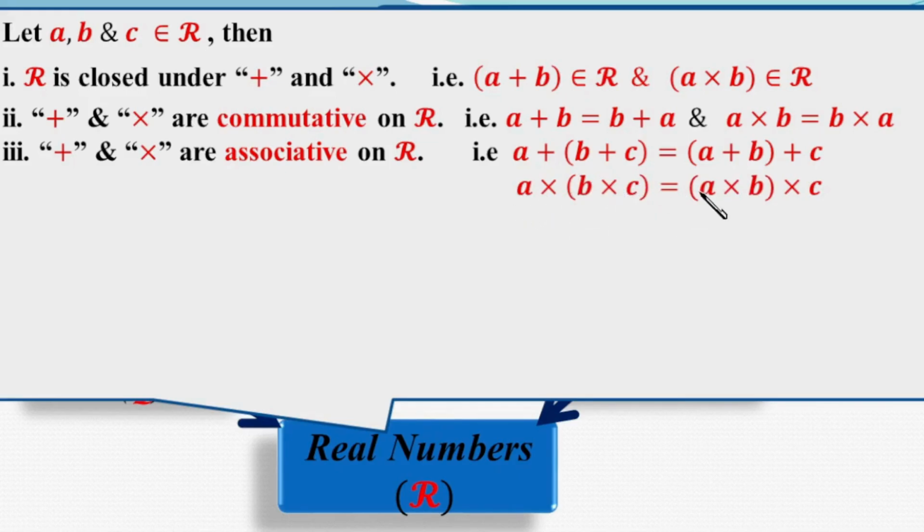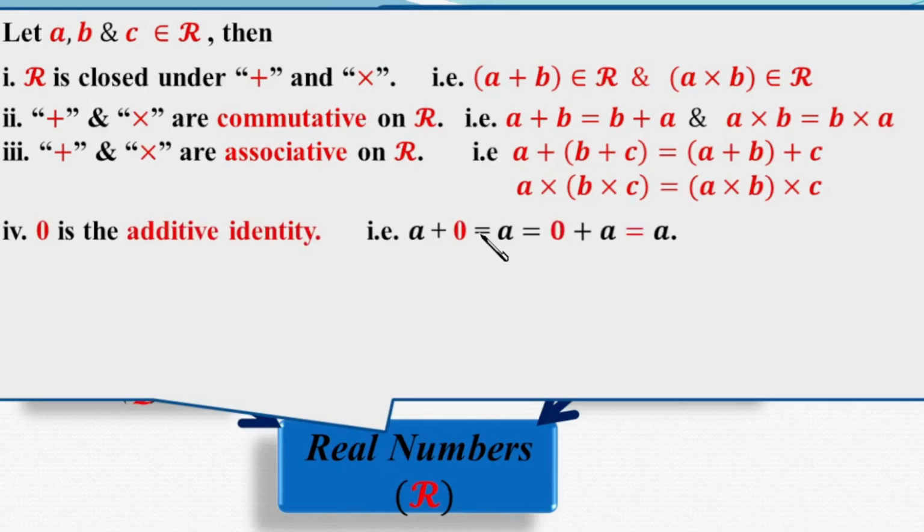A times b times c or a times b times c, both will give us the same result. Such property we call the associative property. Yes, these are the basic properties we can discuss for the time being. In the coming lessons, we'll see additional properties.